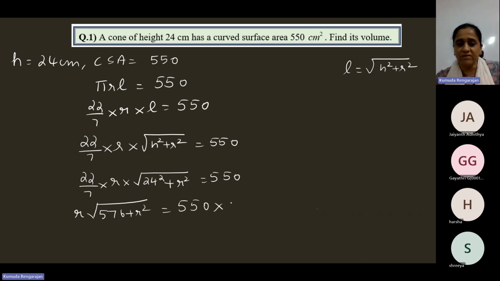22 by 7 becomes 7 by 22, right, on the other side. So R into square root of 24 square, 24 square is 576, plus R square is equal to 550 into 7 by 22. Now 22 ones are 22, 22 twos are 44, 11 remains 5 times. Or you can simplify using the tables of 11 first. 11 fives are 55, 50 times. Then 2 ones are 2, 25 times.